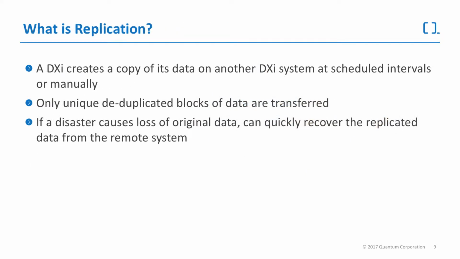So once your data is deduplicated, it can then be replicated. Replication is when a DXi creates a copy of its data on another DXi system at scheduled intervals or even manually. Only the unique deduplicated blocks of data are transferred, and the data that already exists on the target is not sent again. Should a data loss disaster scenario ever occur, data can quickly be replicated from a remote system back to the source system for a full recovery.